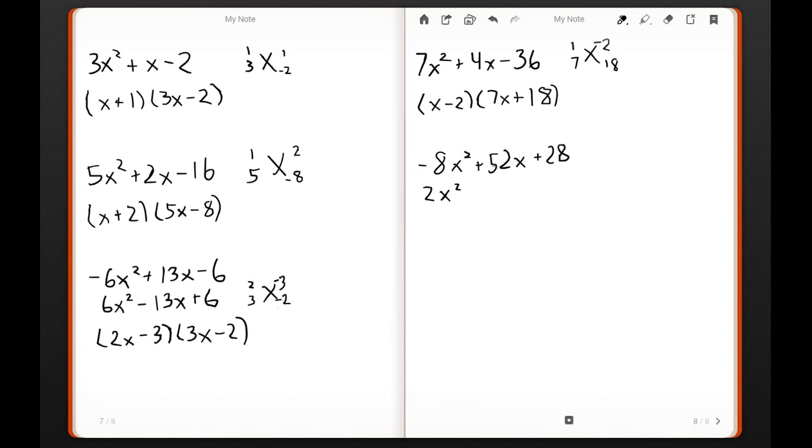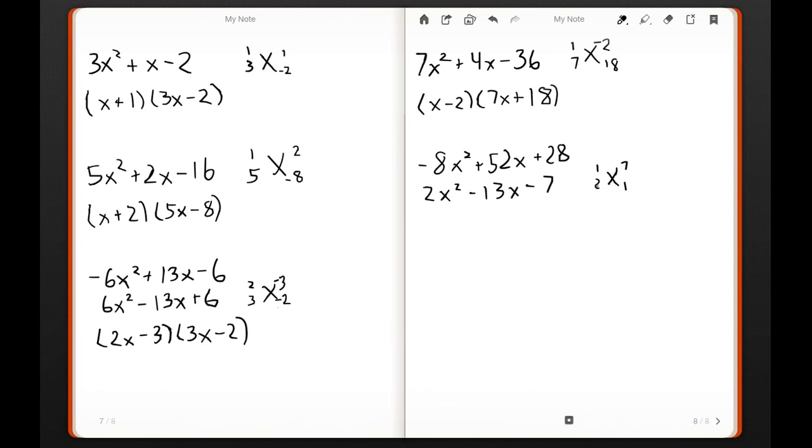Negative 8 will change to positive 2. 52 will change to negative 13. And 28 divided by negative 4 is negative 7. All of a sudden, this problem looks a lot more manageable. Factors of 2 are 1 and 2. Factors of 7 are just 1 and 7. We're going to put the 7 across from the 1 or across from the 2. Well, we've got to get all the way up to 13. So we're going to put it across from the 2. That'll make 14. 1 times 1 will make 1.